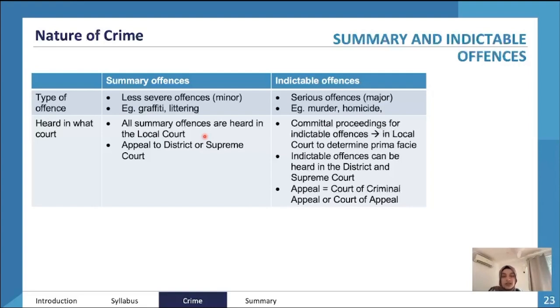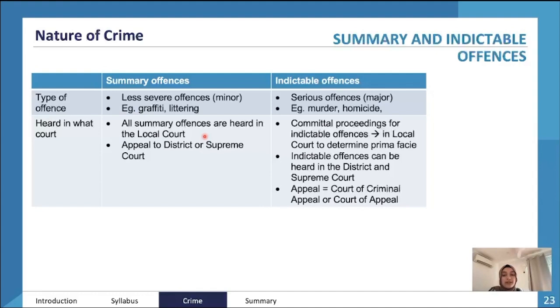Indictable offences, so these are serious offences or major offences like murder or homicide. So these go through a committal proceeding for indictable offences, so in the local court to determine prima facie, which is basically is there enough evidence for this case to continue or to even go forward, because if there's no evidence then there's no point. How will anybody be able to determine a verdict or a decision?